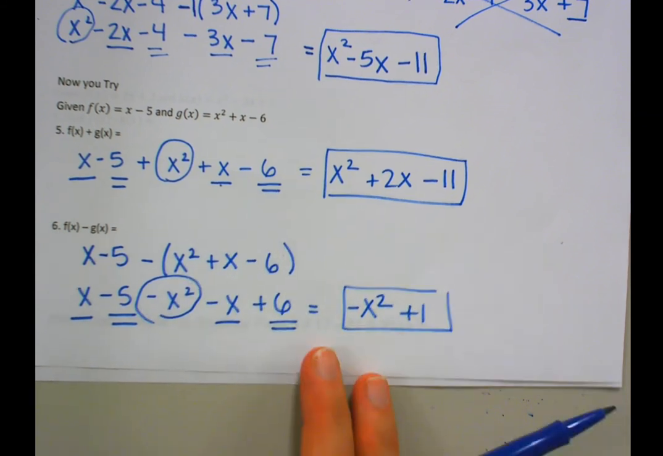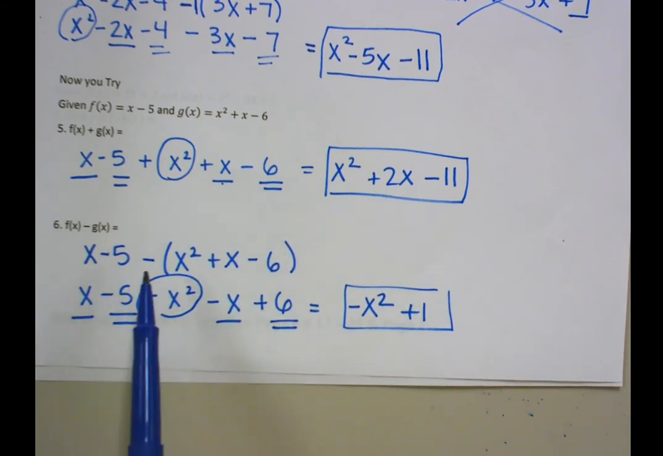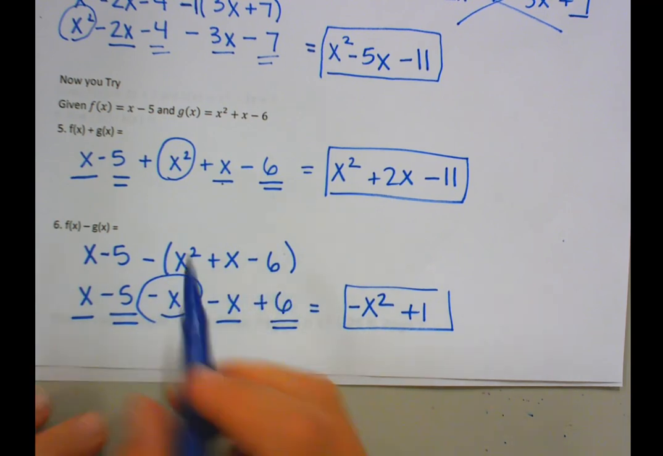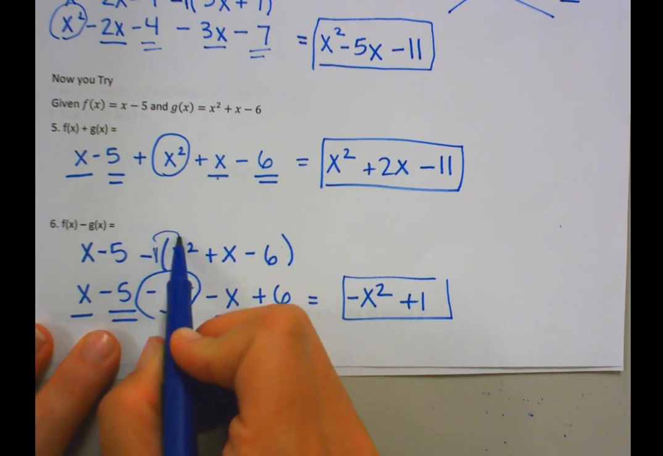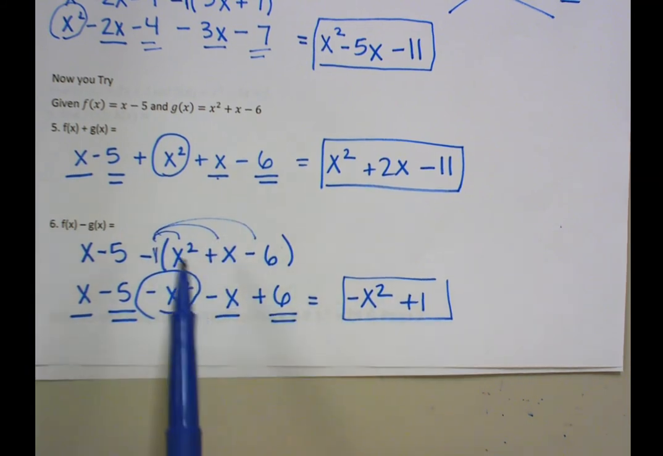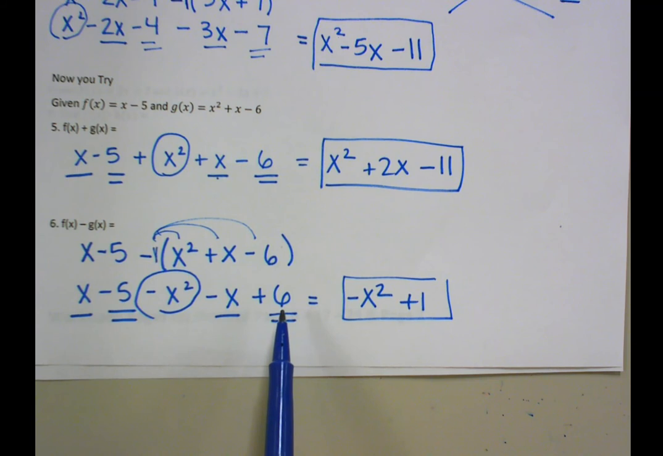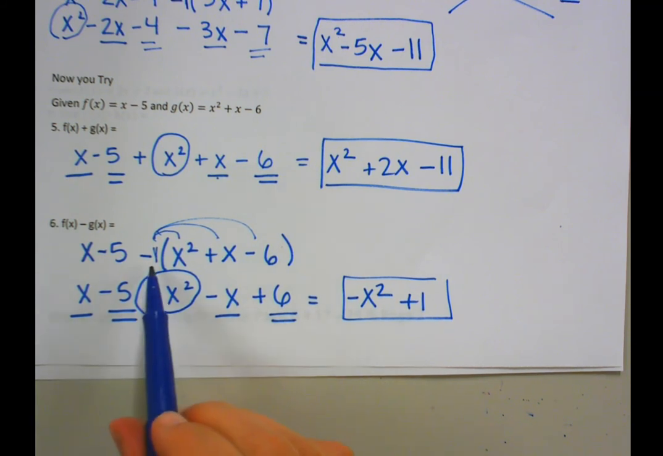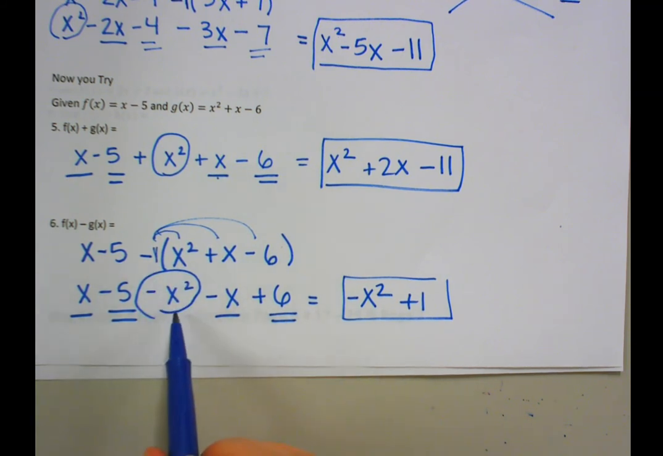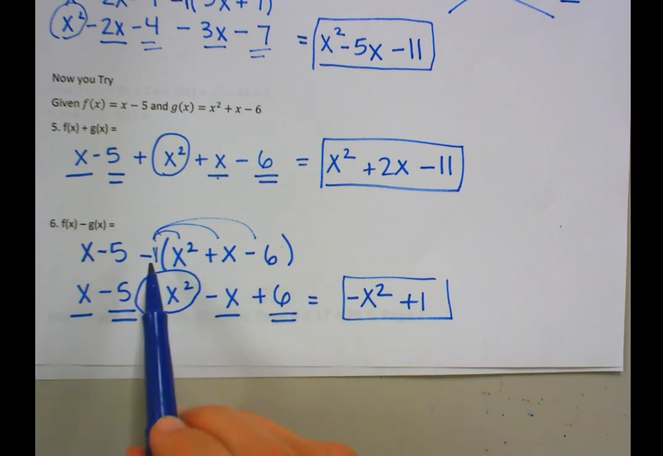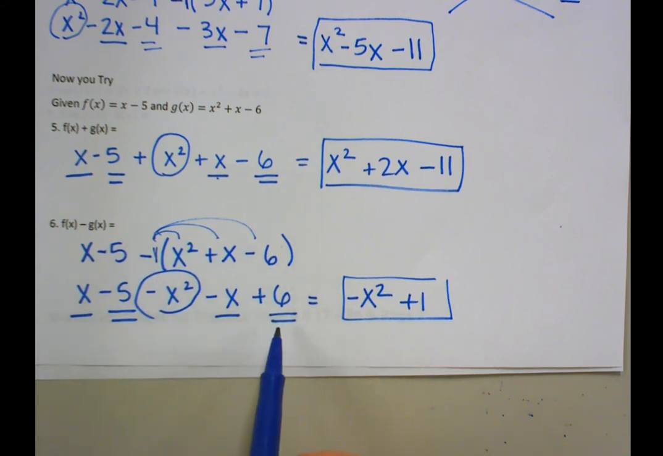Then for number 6, I had x minus 5 minus x squared plus x minus 6. So then remember, I'm distributing this negative 1 to every term. So then I get negative x squared, negative x, and positive 6. Because negative 1 times x squared gives me negative x squared. Negative 1 times x gives me negative x. Negative 1 times negative 6 would give me positive 6.